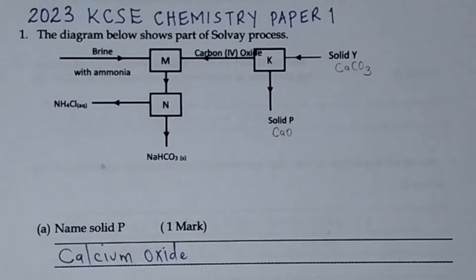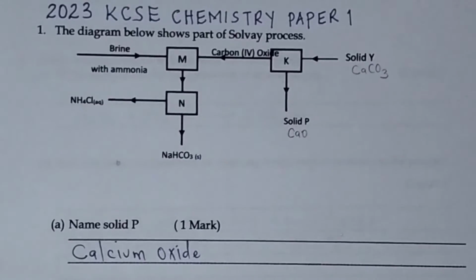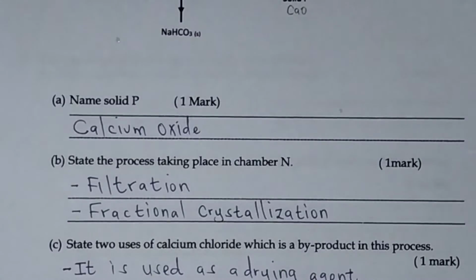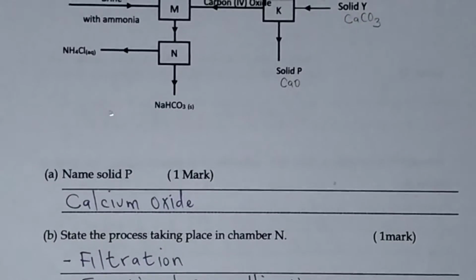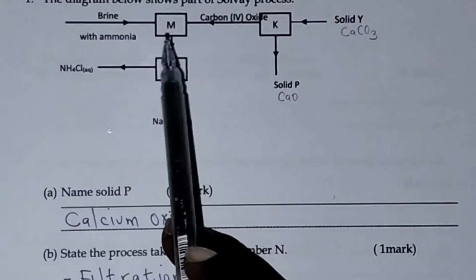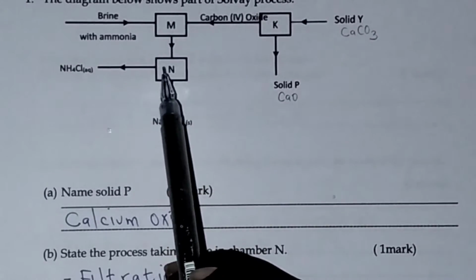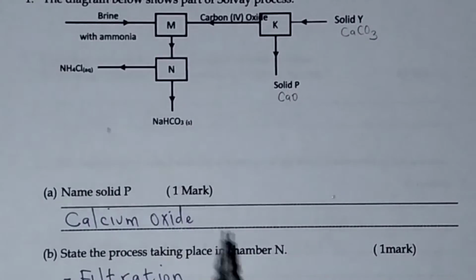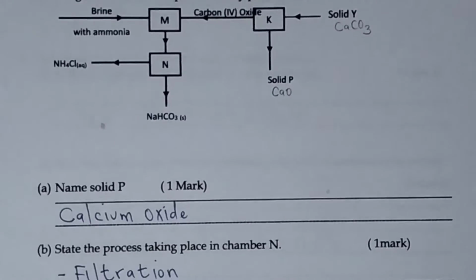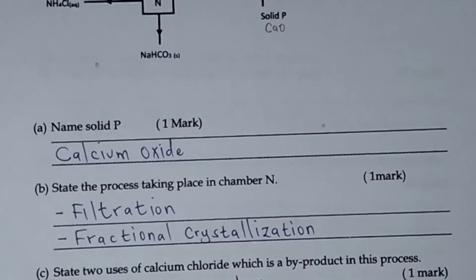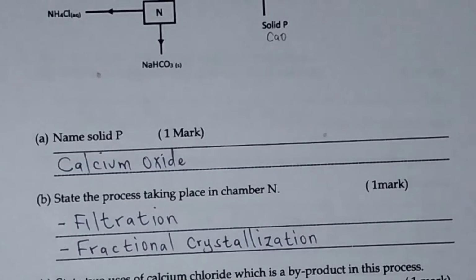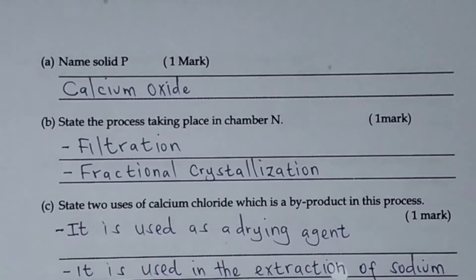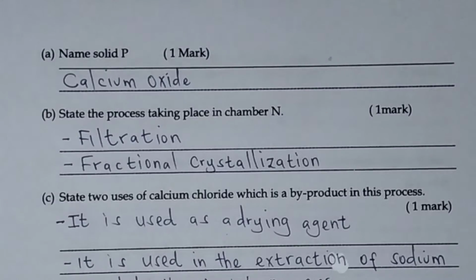Next, we proceed to part B of the question. We are told to state the process taking place in chamber N. If we go back, chamber N is after the Solvay tower, and that's the filtration chamber. Here, we are separating ammonium chloride from sodium hydrogen carbonate. So we can use two processes: one is the filtration process, or we can do fractional crystallization. That's the answer.